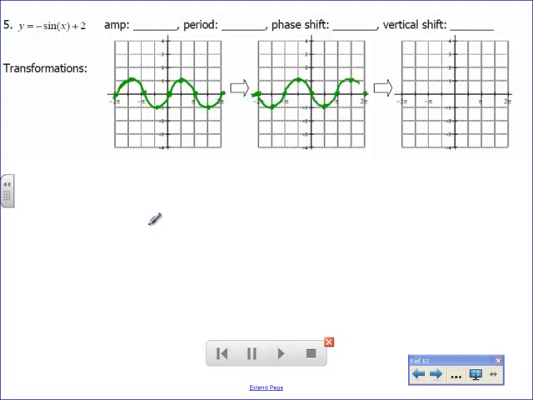The final step is going to move the graph up 2. So I just literally take each point and translate it up 2, starting on that left side, moving to the right. Once you've translated everything up 2, again, connect with a nice smooth curve, and you'll have your final graph as your final answer.